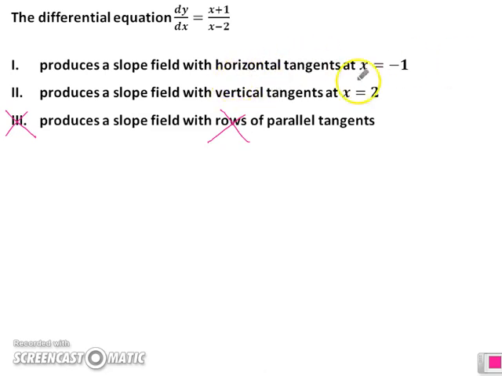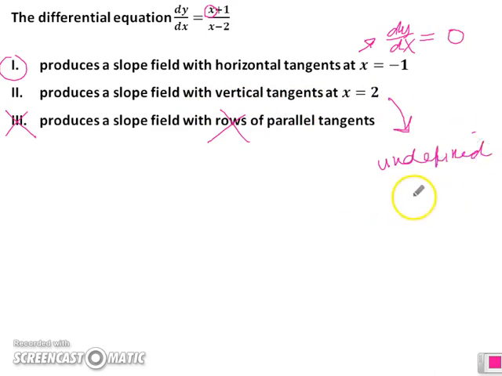So horizontal tangent means that dy/dx equals 0. So when x equals -1, you end up with 0. -1 plus 1 is 0 on the top. As long as you don't get 0 on the bottom, we're good, which we don't. You end up with 0 over -3. So this one's true.